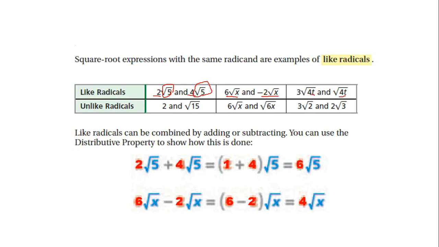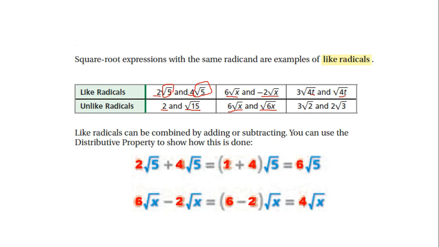Now, if the first one is 3 radical, for example, t, and the other one is radical 40, they are not the same. Move to the unlike radicals. Look here: 2 radical 3 and radical 15. We don't have two similar radicals, so they are not like radicals. The next one: this is 6 radical x, while there it is radical 6x. Now look at the inside. Inside the root, we don't have similar terms. x and 6x are not the same.